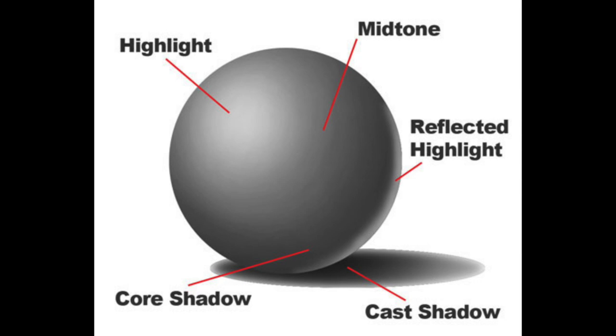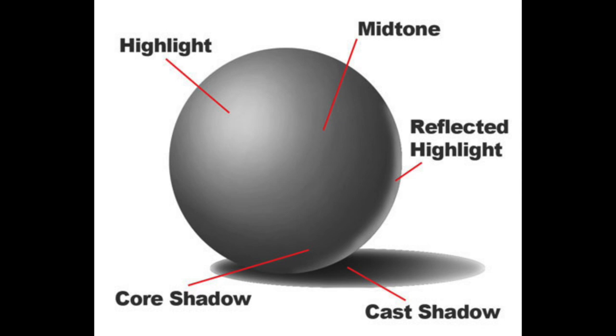There's a core shadow, which is on the opposite side of the highlight, but it doesn't necessarily go all the way around, and it doesn't always go to the exact edge. So it is a darker area, or the darkest part of the actual object. That's called a core shadow.